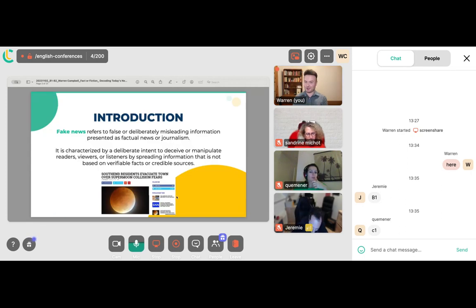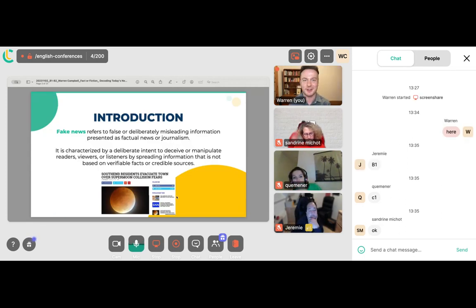So, introduction, fake news. We've all heard this term, especially a lot over the past few years. It refers to false or deliberately misleading information presented as factual news or journalism. Its purpose is to deliberately deceive or manipulate readers, viewers, listeners by spreading false information that is not based on verifiable facts or credible sources.